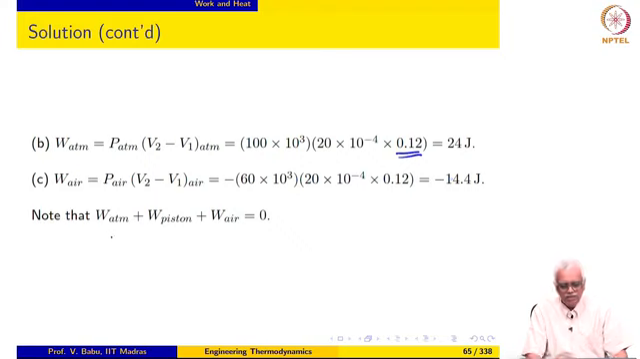Also note that W atmosphere plus W piston plus W air is equal to 0, as it should be. So, in other words, we could have actually evaluated W air by using the fact that W atmosphere plus W piston plus W air equals 0, but we could also in this case evaluate it like this. Both are acceptable, but the sum should come out to be 0, that is important.